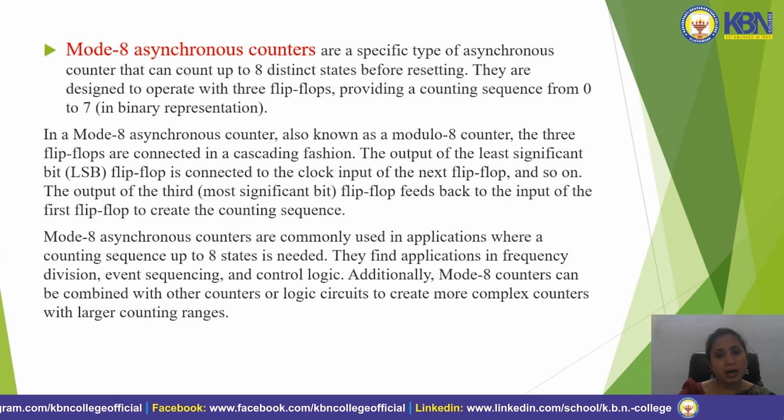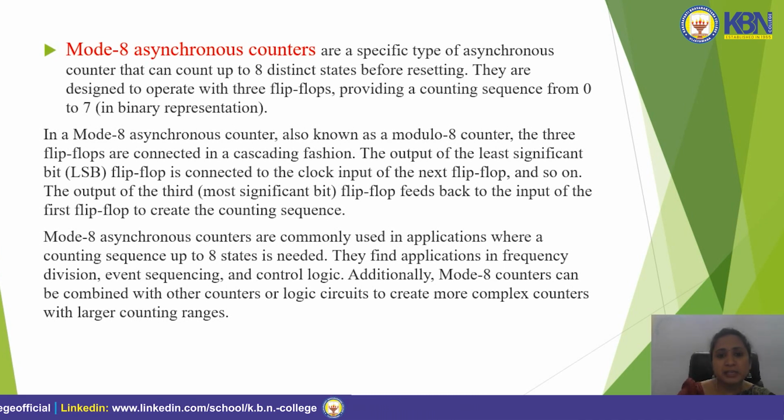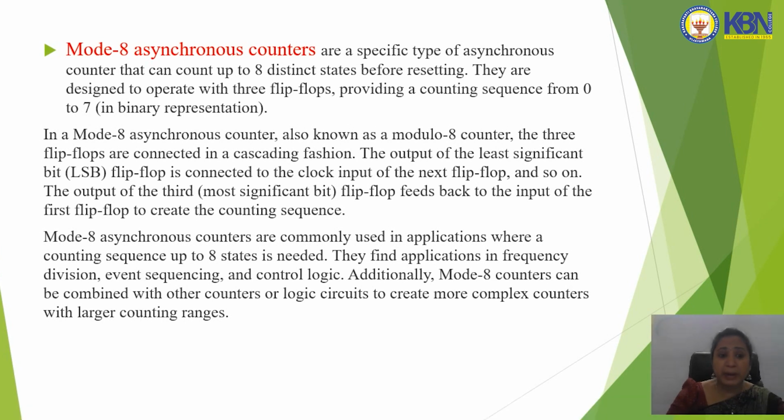These are a specific type of asynchronous counter that can count up to 8 distinct states before resetting. We know mod 8 means it has values 0 to 7. They are designed to operate with 3 flip-flops. It means we use 3 flip-flops to generate mod 8 asynchronous counters. 0 to 7 is the binary representation. These counters are also known as 3 flip-flops connected in cascading fashion, commonly used in different types of applications.